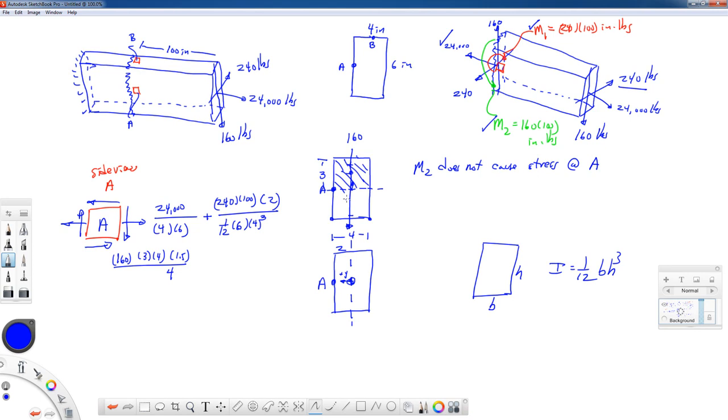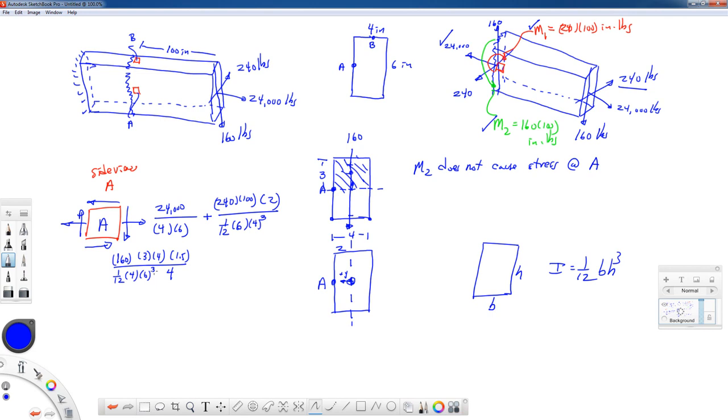Now the last thing we need is the moment of inertia term. Now here this force goes up and down. When it creates a bending moment, that would be bending about the difficult to bend direction. The moment of inertia term that we would use in this formula for VQ over IT would be 1/12 the base times the height cubed, where the base is 4 inches and the height is 6 inches.